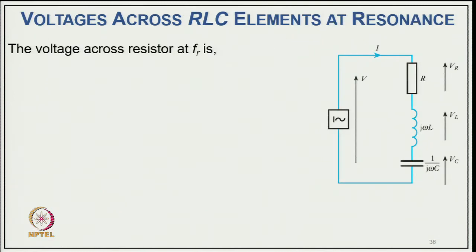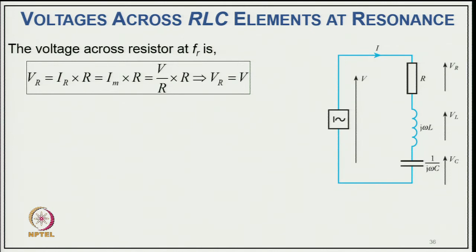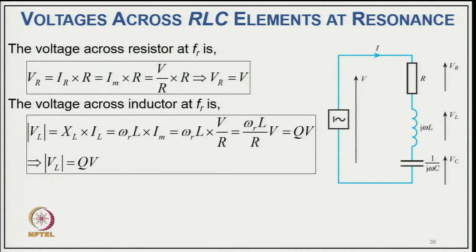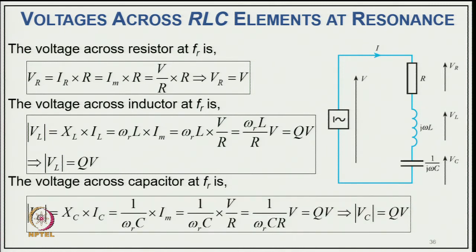So, the voltage across the resistance at f_r is V_R equal to R I_R, I_m equal to R times V upon R, or V_R equal to V. The voltage across the inductor at f_r is V_L equal to X_L I_L, which is omega_r L into I_m, and that is omega_r L V divided by R, or omega_r L upon R into V, and that is Q V. So V_L equals Q V. Similarly, the voltage across the capacitor at f_r is V_C equal to X_C I_C, or 1 upon omega_r C into I_m, or 1 upon omega_r C into V upon R, or V upon omega_r C R, which equals Q V, so V_C equals Q V. So it depends on the Q how much voltage will be across your inductor and capacitor, and that may be much more than even the supply voltage.